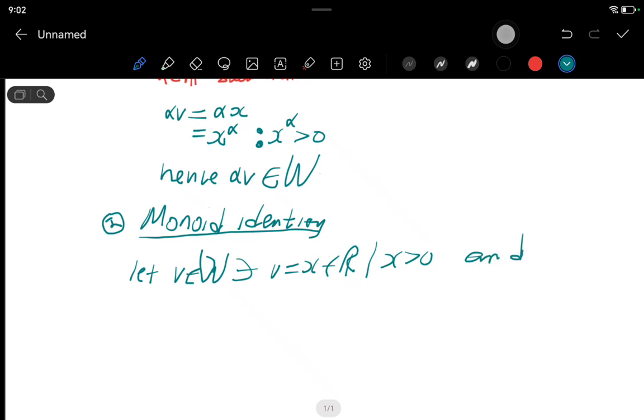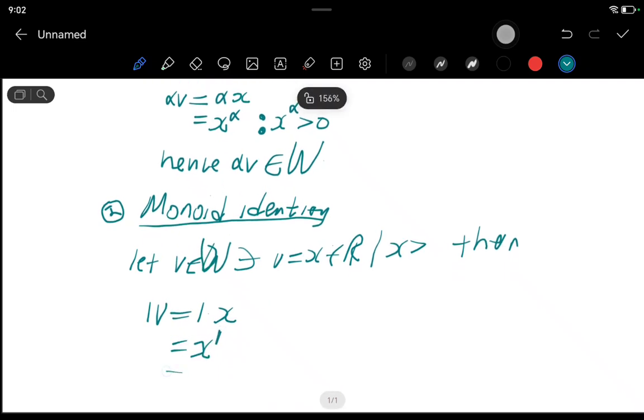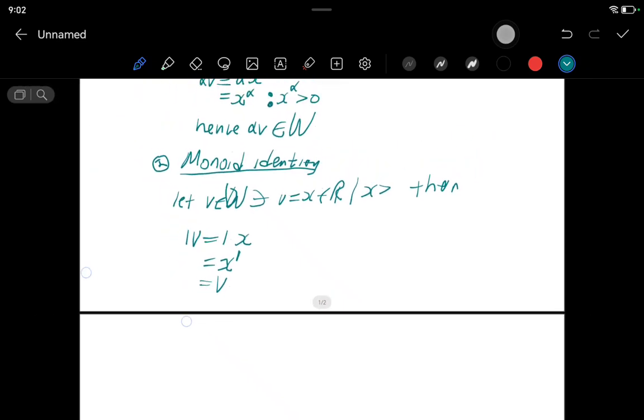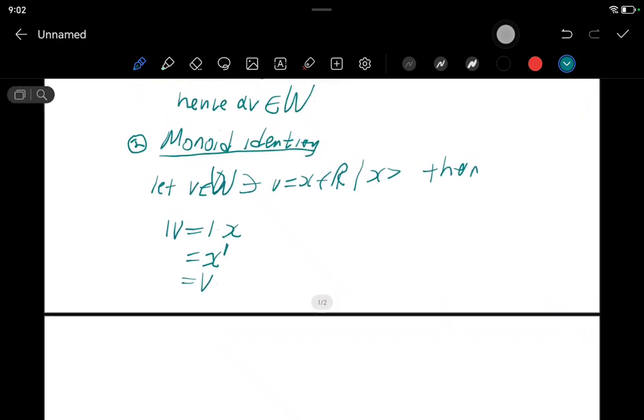We just need one vector for a monoid identity. We say then 1 times V will be equal to 1 times X. What is this? This is going to be X to the exponent 1, which we know that X is equal to V. You see, indeed we're getting a V here, so this monoid identity is satisfied.